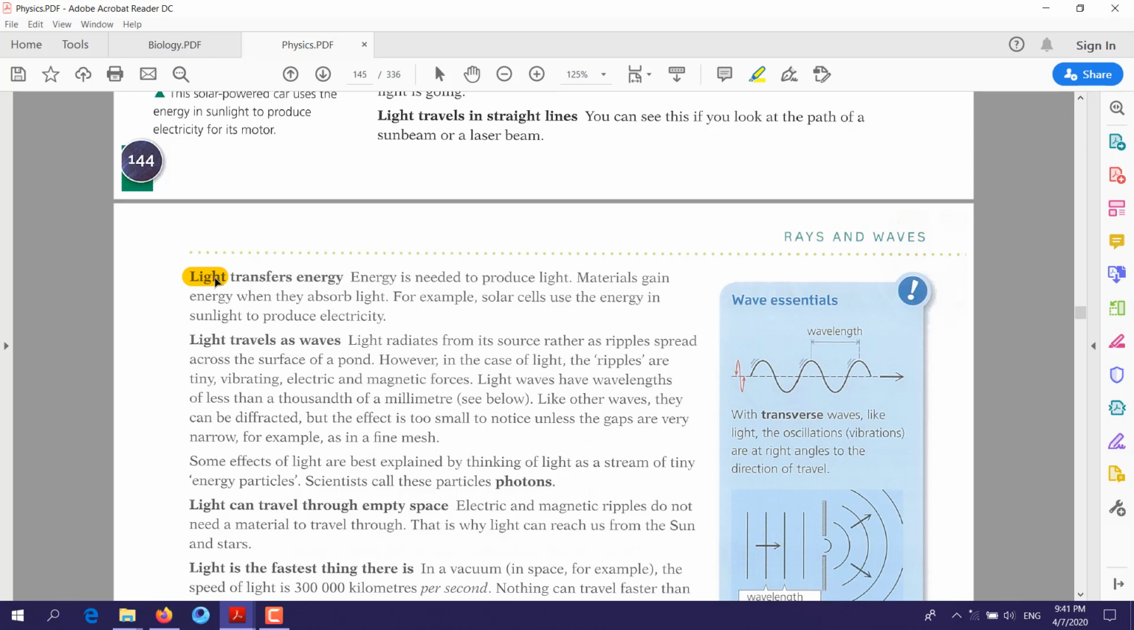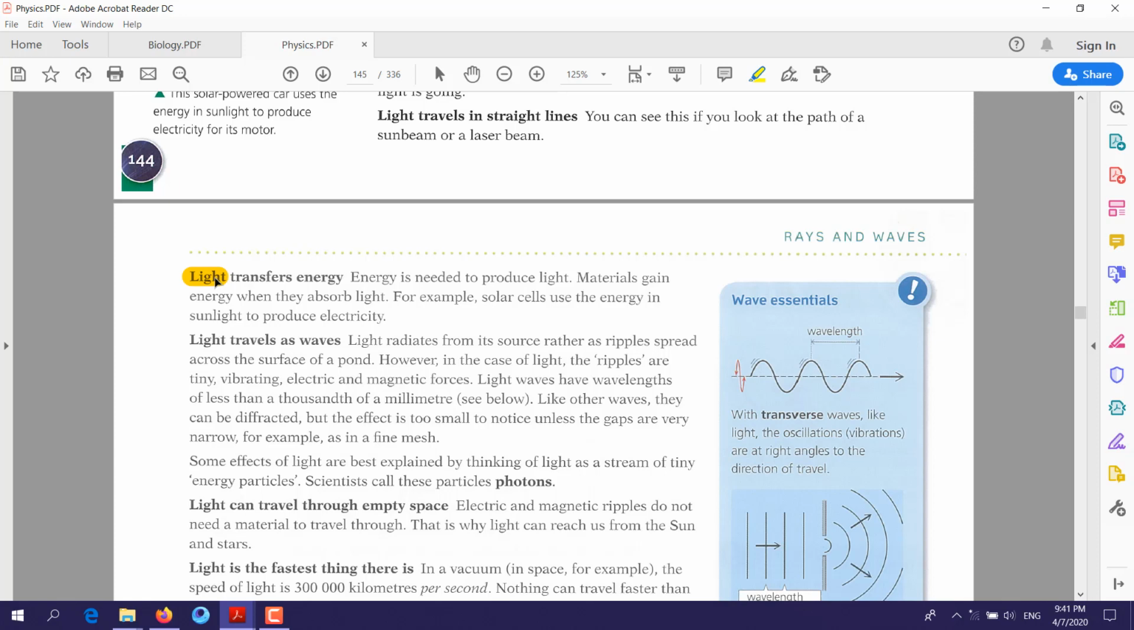For example, let's take the solar panel. When the sun sends light, it will be absorbed by the solar panel. The solar panel will convert this light energy and produce electricity. In other words, here we have energy transformation, transferring from light energy into electric energy.